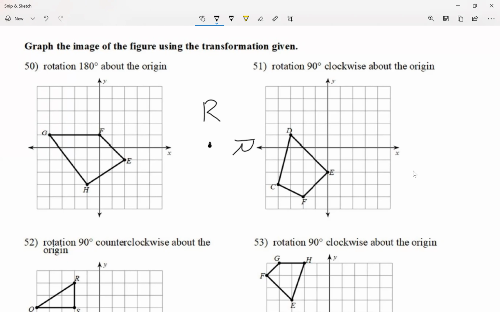Let me flip 90 degrees clockwise again. So that's a total of 180 clockwise. My R looks like that. And then let me do 90 clockwise again. So far, that's 270 degrees clockwise. It should look like that. And then with 90 more, that's 360. Basically, I spin all the way around, so I finish right where I started.